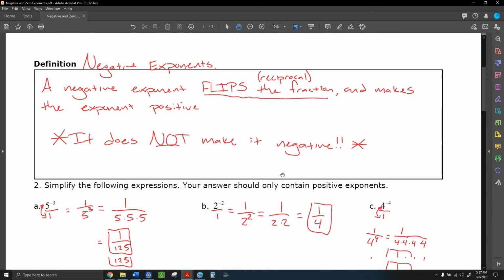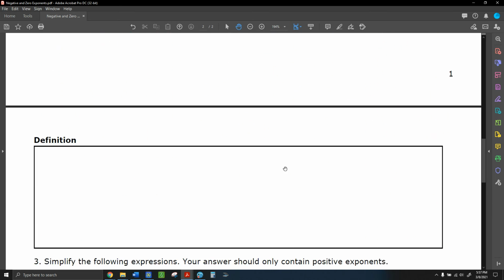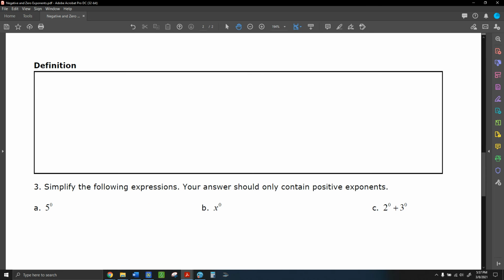All right, next up, I want to talk about the zero exponent. Go ahead and flip the page. So the zero exponent, let's go ahead and write the definition.